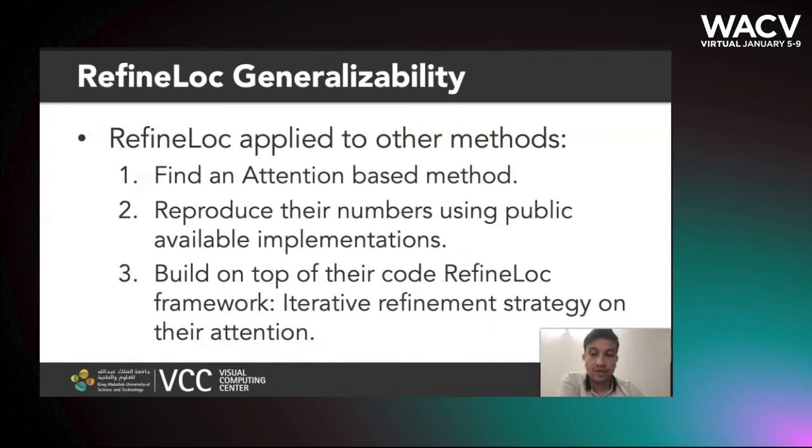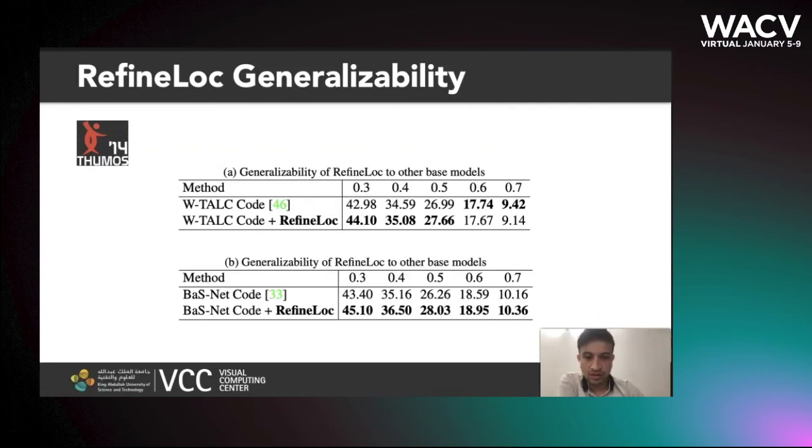Given that our method's key component is the iterative refinement, we wanted to apply it to different attention-based methods. For that, we reproduce numbers of different attention-based methods, and we build RefineLoc's iterative refinement on top of their code. These two tables show the results when applied to the WSTAL and BASNet. When applied to BASNet code, we are able to improve BASNet by a good margin, giving us the state of the art on Thumos. This shows as well that RefineLoc is not only specific to the base model that we created, but is also generalizable to any other attention-based method.